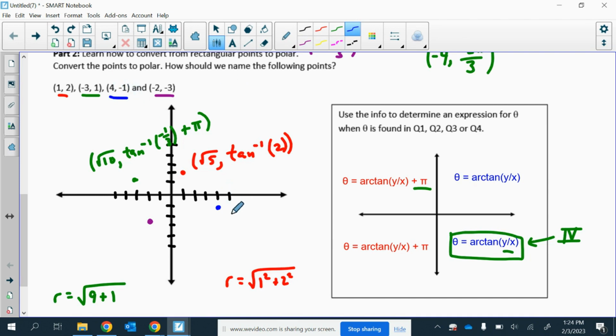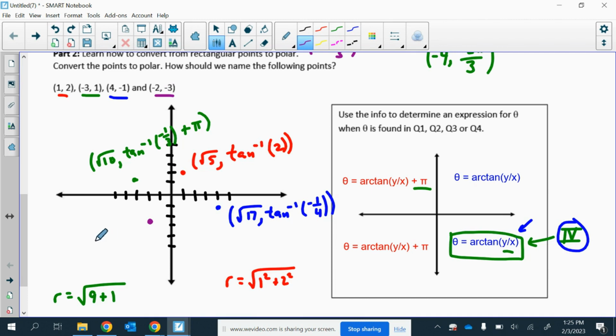If the point is 4, negative 1, my radius would be the square root of 16 plus 1. So the square root of 17. And then I have arctangent of negative 1/4. Notice that that's where I end up with a theta. If I type arctangent in the calculator, I get a fourth quadrant angle. So I'm not going to have to add any sort of angle.